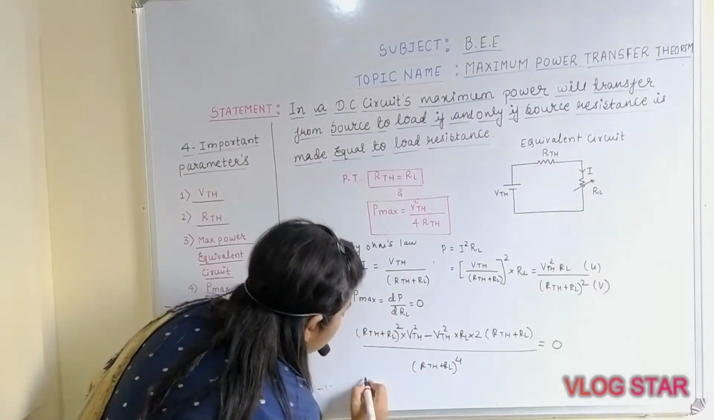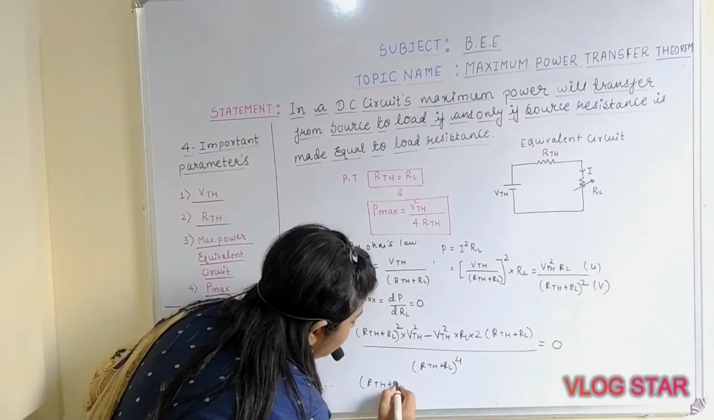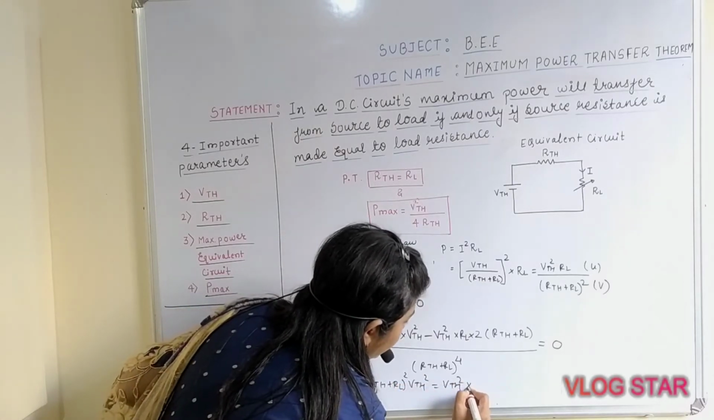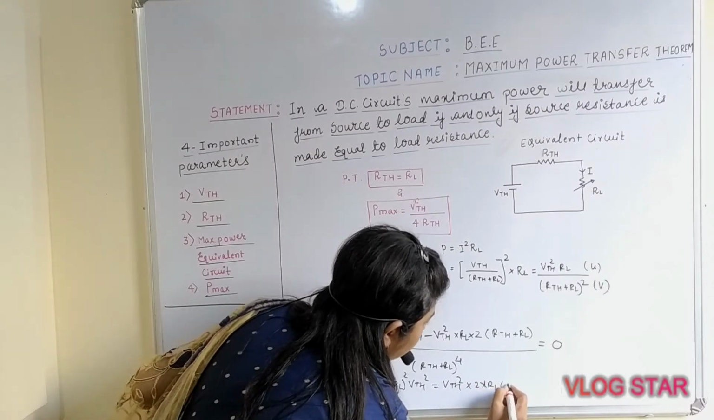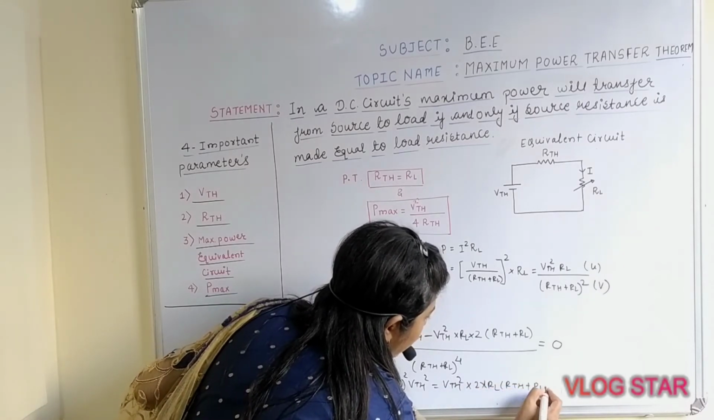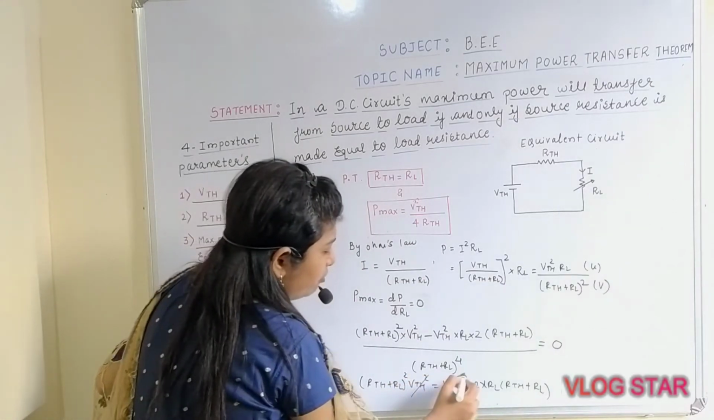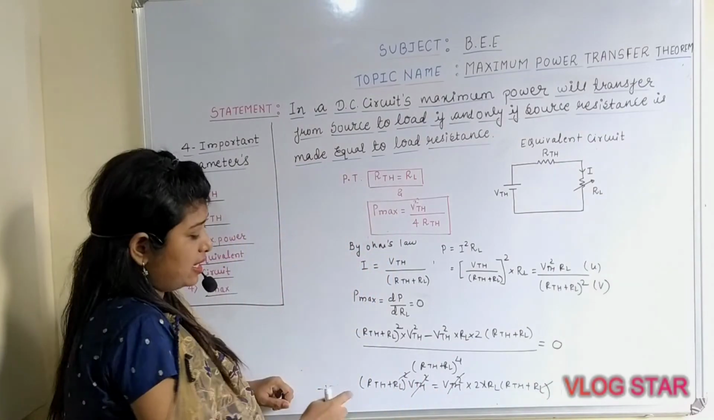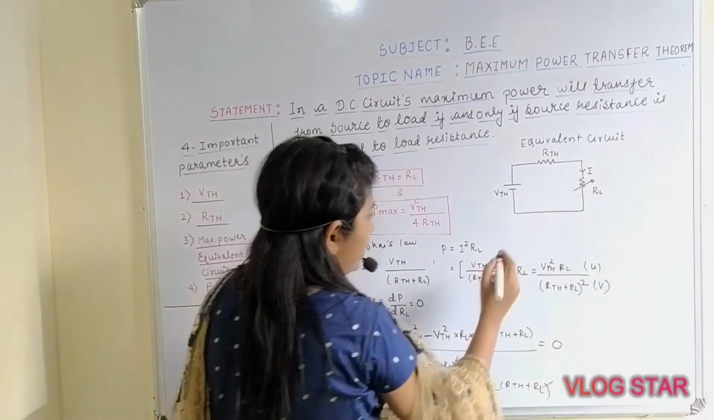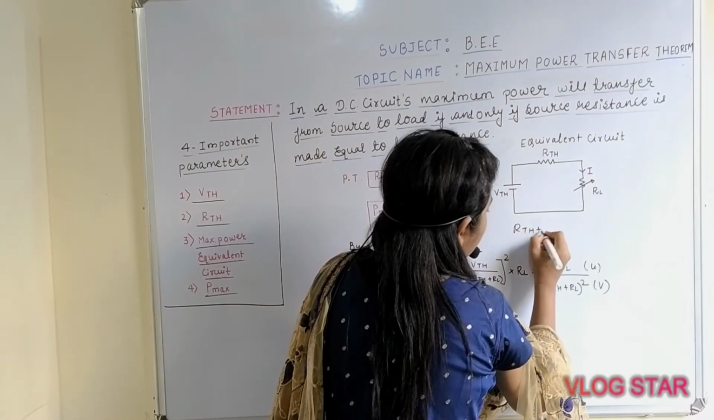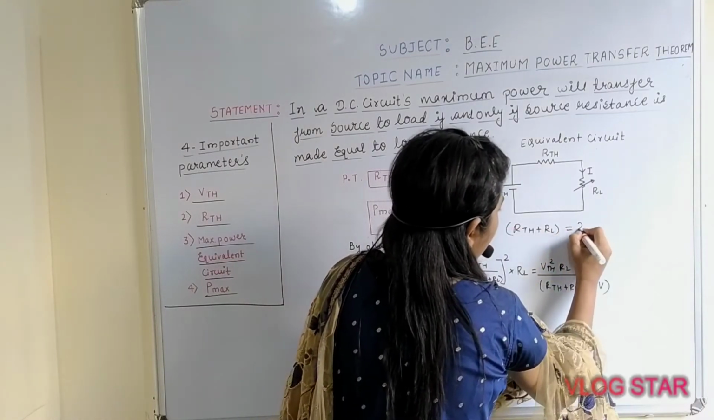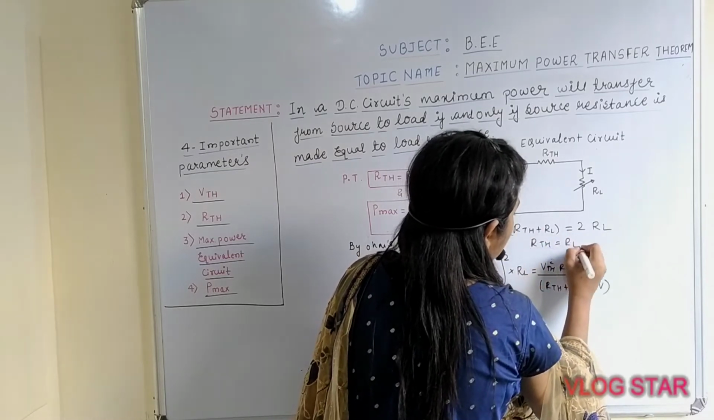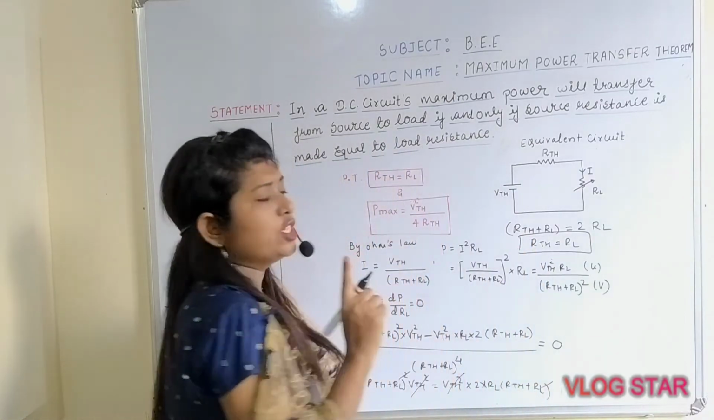If you take it on the right hand side, which term will you consider? It is equal to VTH square into 2 into RL, RTH plus RL. I hope you have understood this. VTH will get cancelled, one square bracket gets cancelled. RTH plus RL, what is remaining? RTH plus RL is equal to 2RL. So RTH is equal to RL. I hope you have understood the first proof.